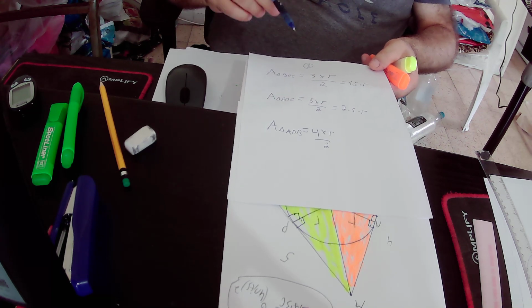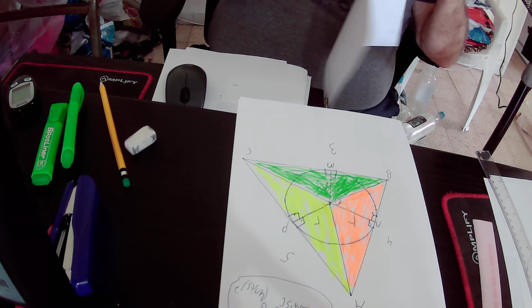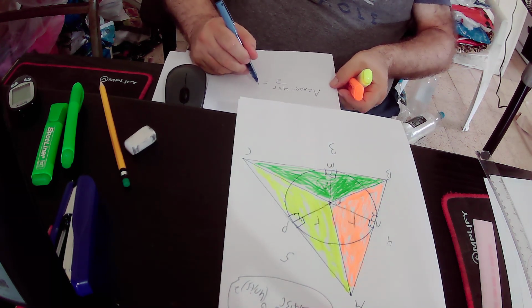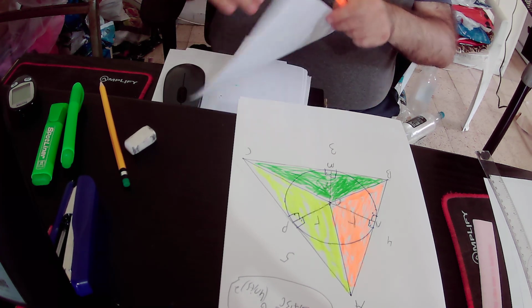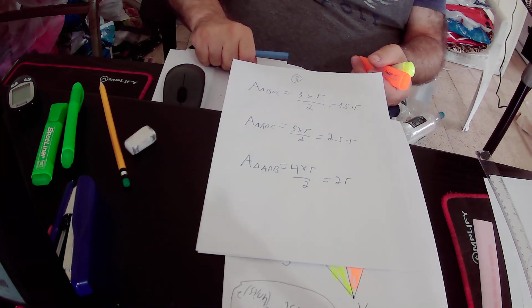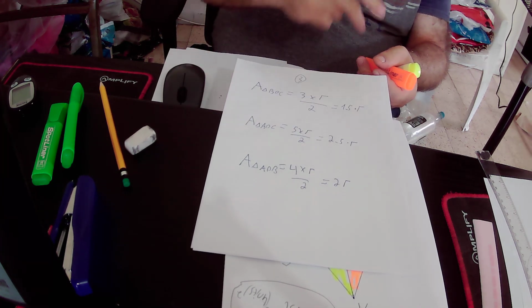4 over 2 is 2. So in total we got that the area of the orange triangle equals 2 times the radius of the circle.